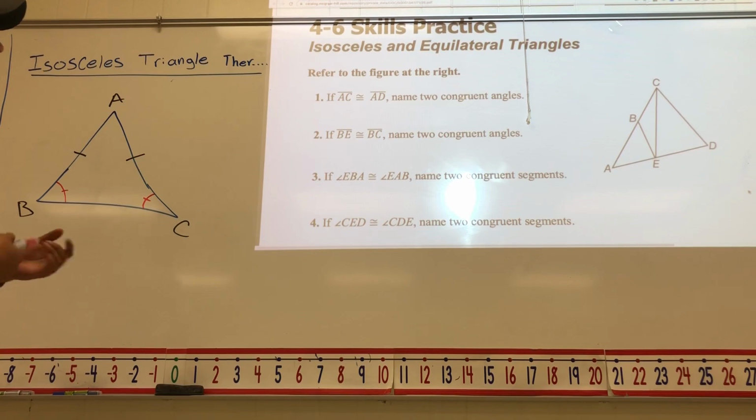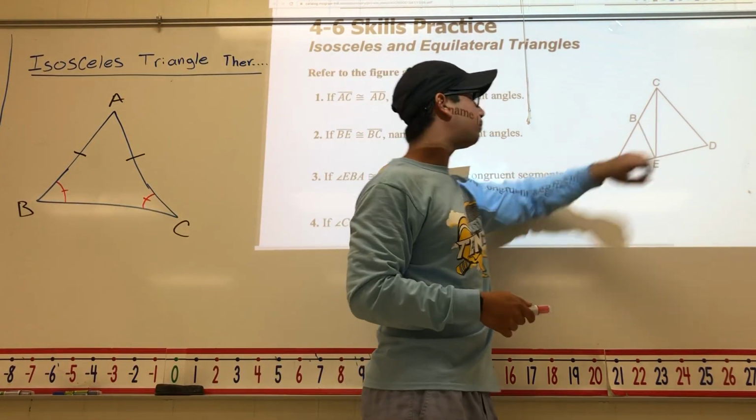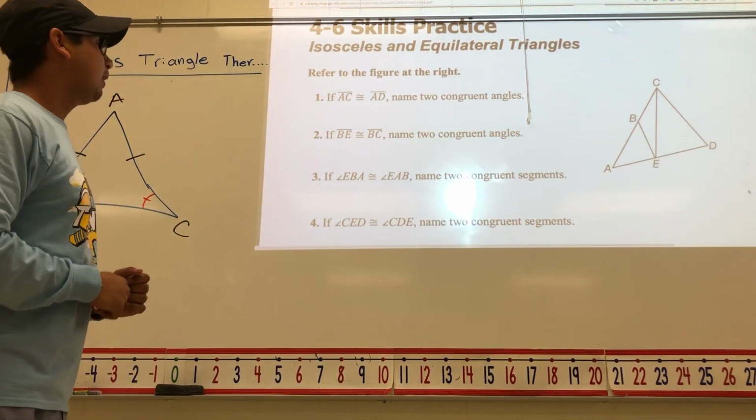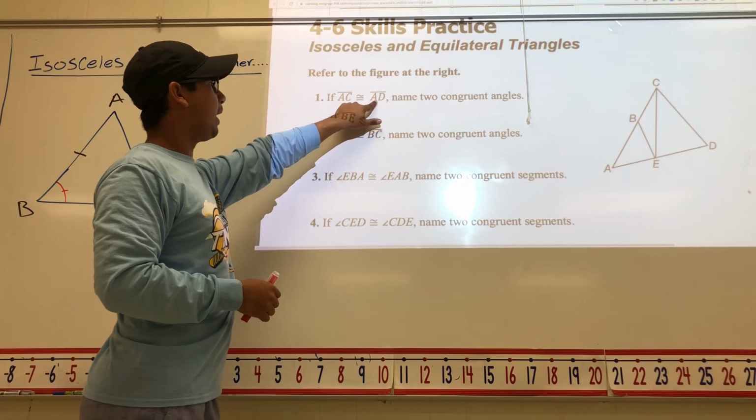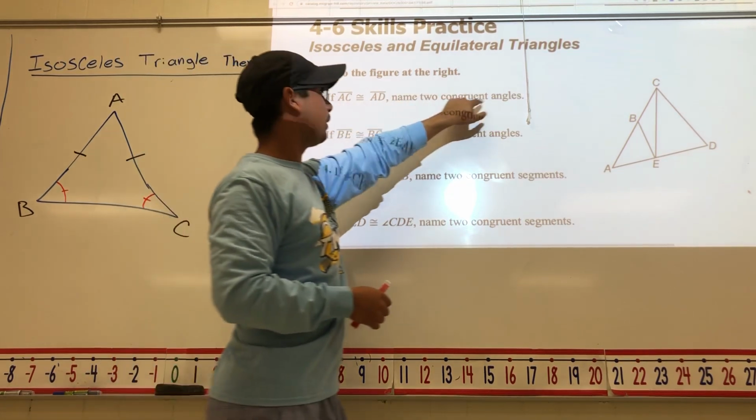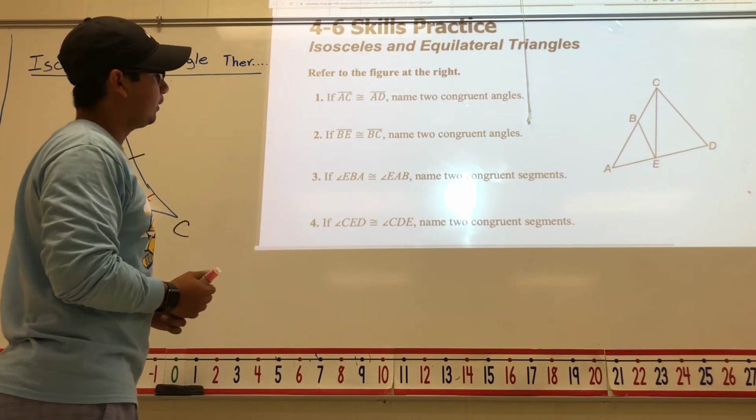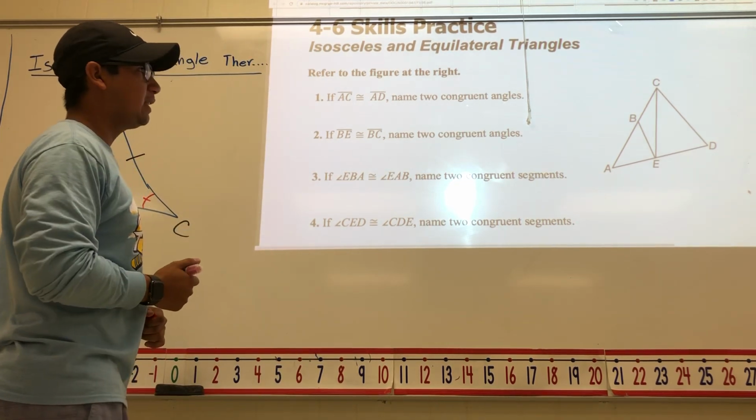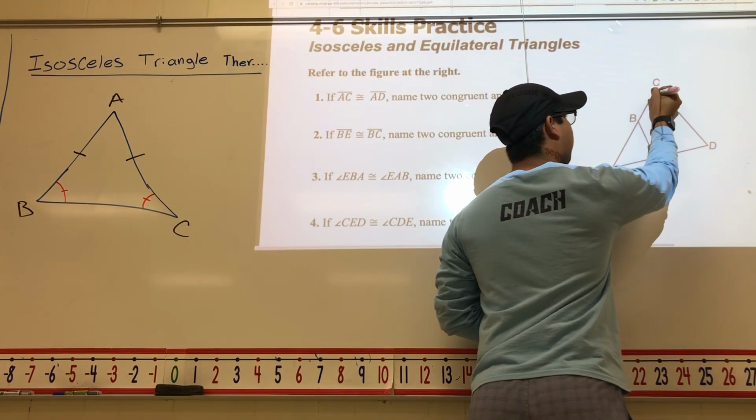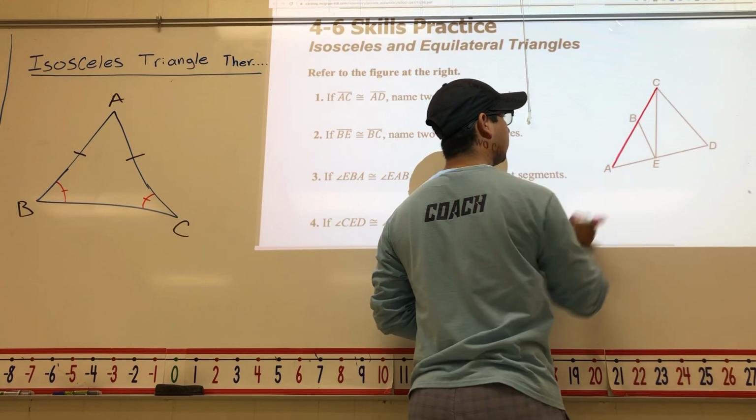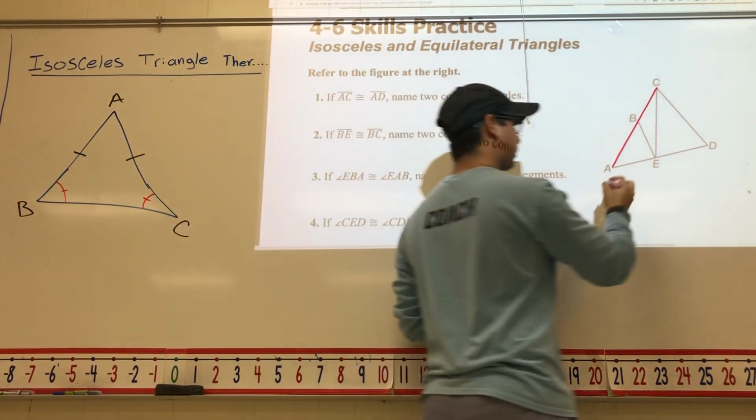Okay, so it says refer to the figure at the right. We're talking about this figure over here, and it says if line segment AC is congruent to line segment AD, name two congruent angles. Okay, so let's look at this here. We have segment AC. So AC would be right here. So segment AC would be congruent with segment AD, which is right here.